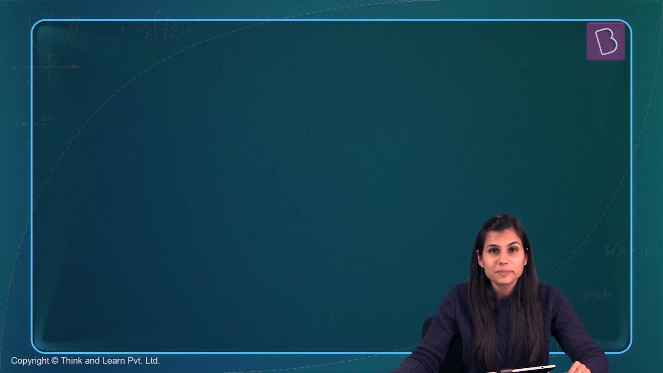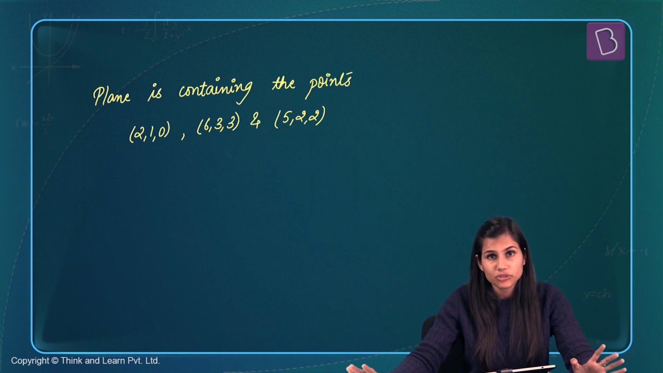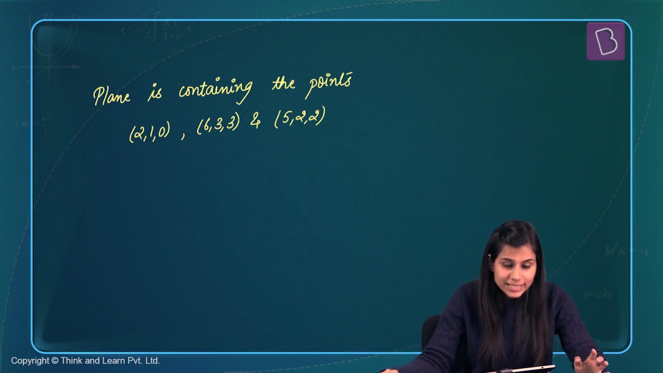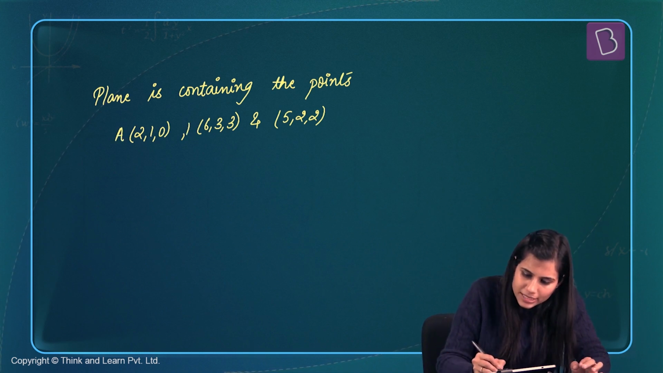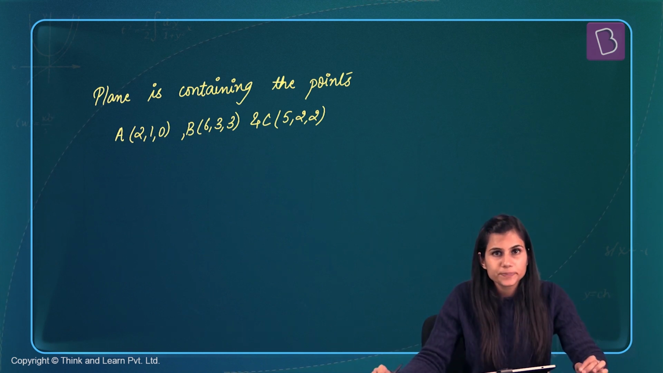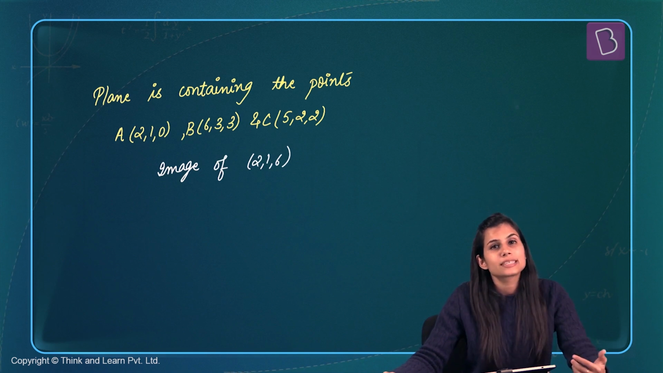So 3D geometry comes up next. The question says that there is a plane consisting of these 3 points. So there are these 3 points sitting on this plane. The points are (2, 1, 0), (6, 3, 3), and (5, 2, 2). We have to find out the image of the point (2, 1, 6) on this plane.